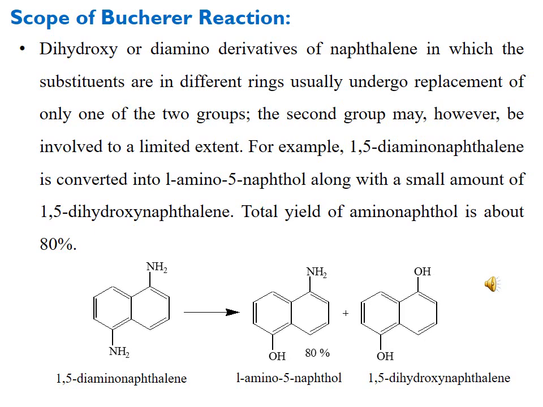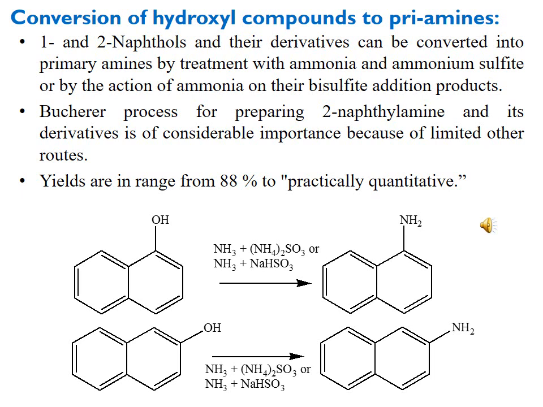Here we first discuss the conversion of hydroxyl compounds into amines. First is the conversion of hydroxyl compound into primary amine. Here you can see the two examples. First is 1-naphthol and second is 2-naphthol. Both alcohols are converted into primary amines, that is 1-naphthylamine and 2-naphthylamine. The conditions are similar, that is ammonia with ammonium sulfite or ammonia with sodium bisulfite.